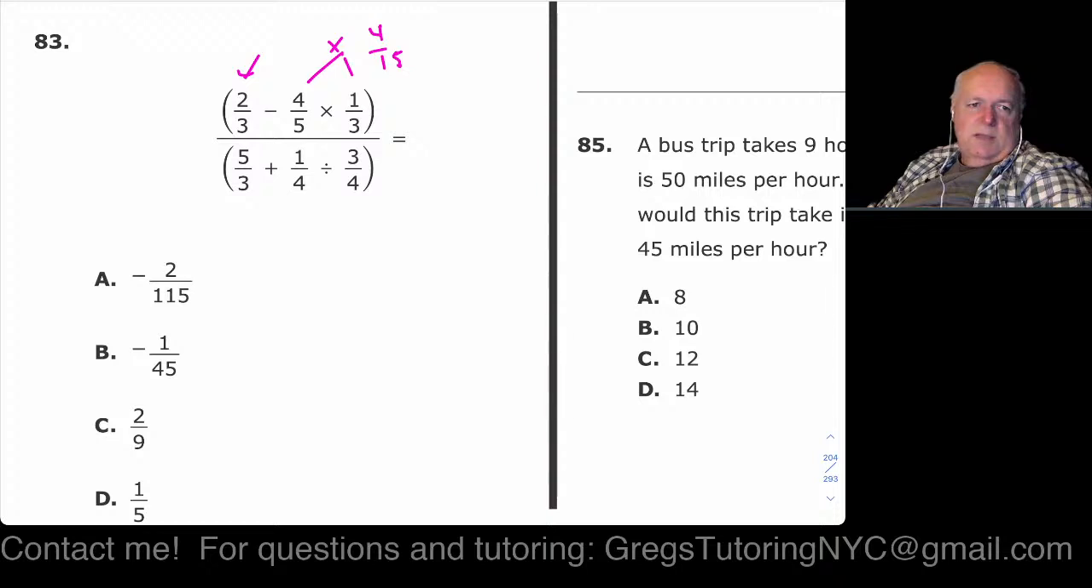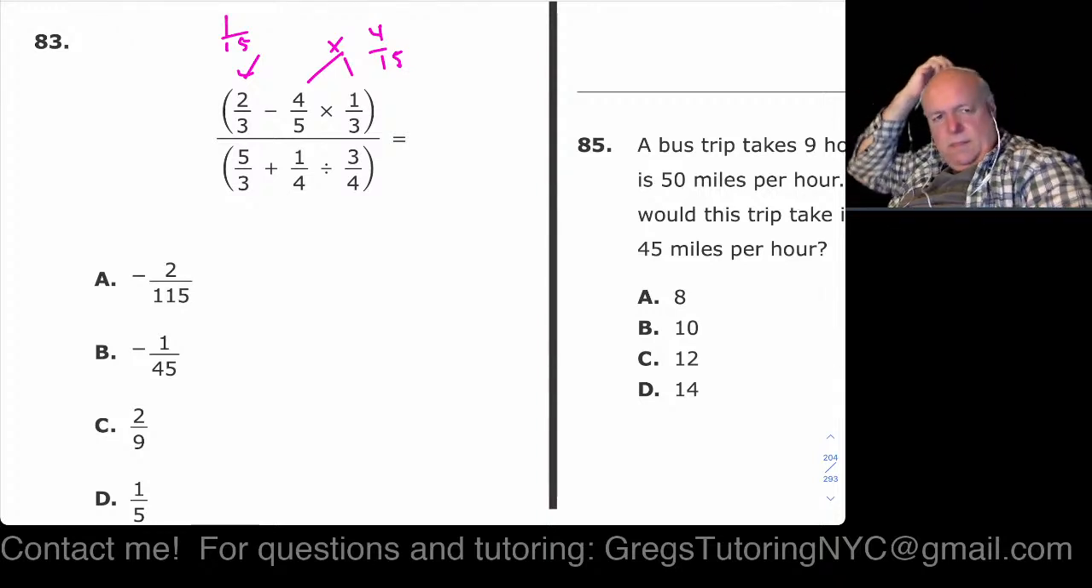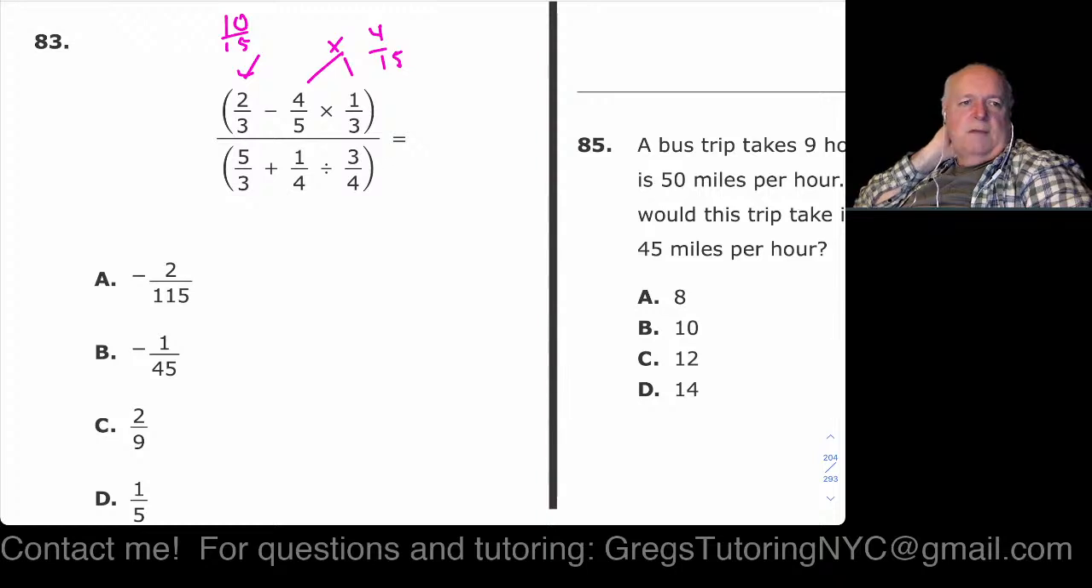So it seems to me that if I write the denominator as 15ths, I need to multiply the 3 by 5 to get the 15. So I need to multiply the 2 by 5 as well. Yeah, so that would be 10/15. Let me see if I do that right. So now at the numerator, I have 10/15 minus the 4/15. So my numerator is going to be 6/15.